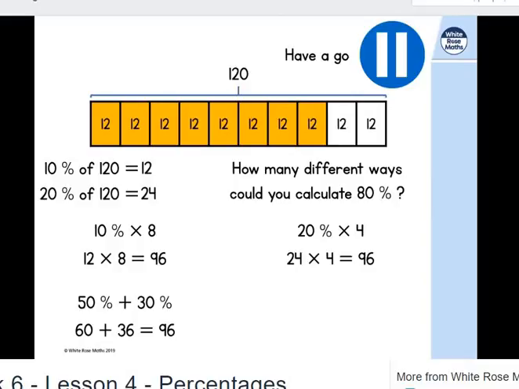I could have also seen that it's nearly 100%. I've just got to take away 20%. So 100% is 120, take away 24, would leave me with the 96 as well. So there's lots of different ways we can use to calculate different percentages.